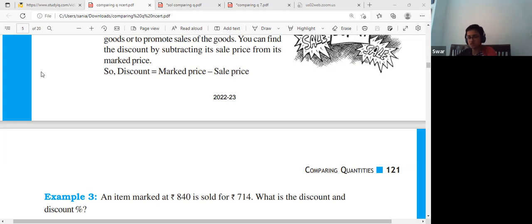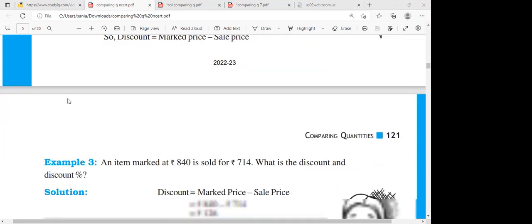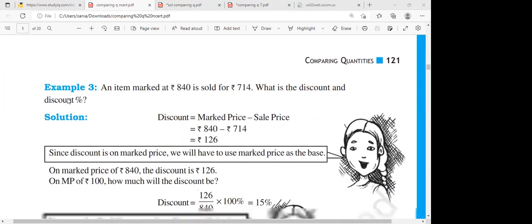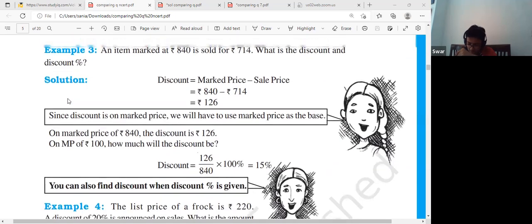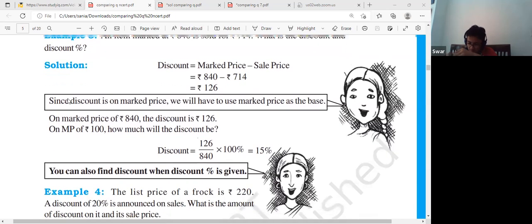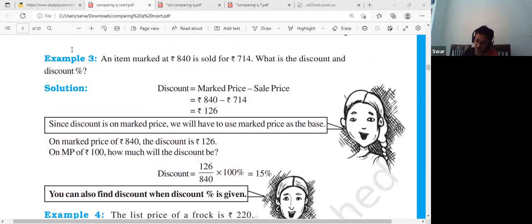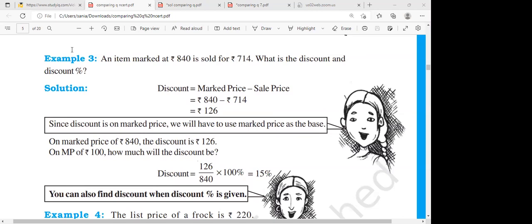What's the answer? You got 15%? No, ma'am. Swar. Ma'am, because I did a silly mistake.